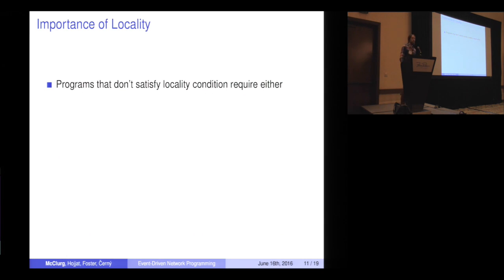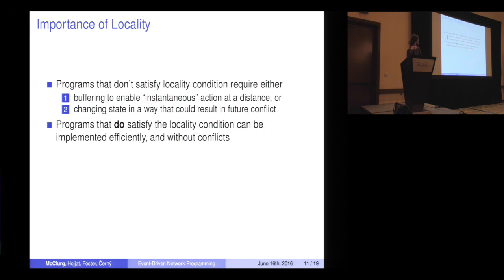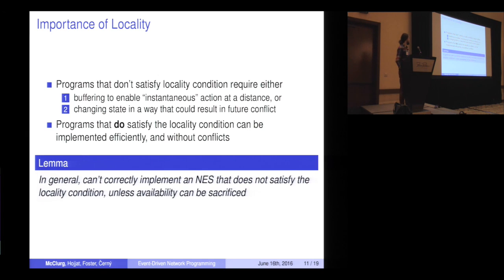So what is this locality restriction? Programs which don't satisfy this locality restriction need to do one of two things. They either need to buffer packets, which in an SDN you don't want to do, or they need to change state in some way that could end up causing unresolvable conflicts in the future. So that's not good. On the other hand, if we do satisfy the locality restriction, we can implement the programs with potential conflicts.